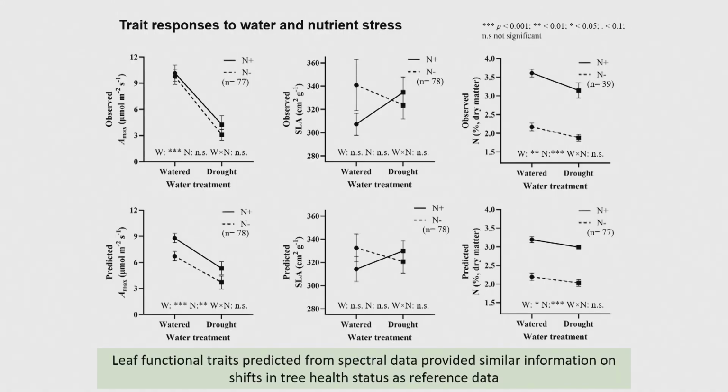What that suggests is that spectral data can be used as a surrogate for any type of reference data. The other benefit of spectral data is that one measurement can give you all of those traits that we have, right? So all of those 50 traits that would take years to measure from a reference standpoint, we can estimate with one spectral measurement.